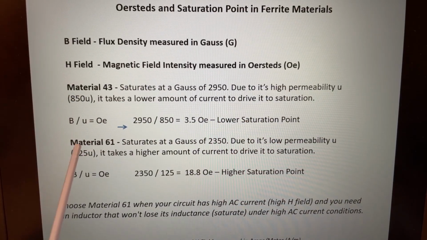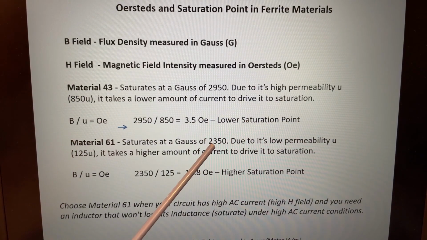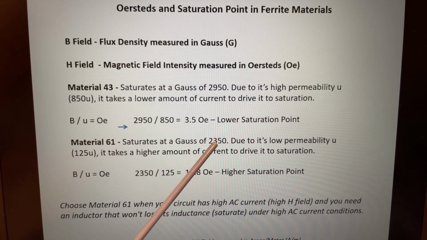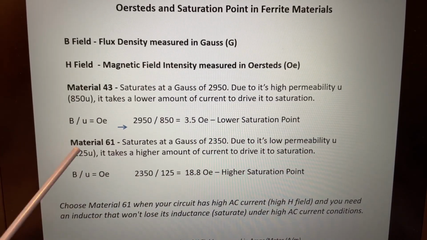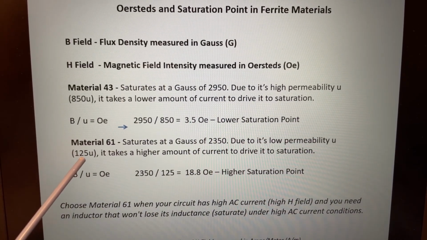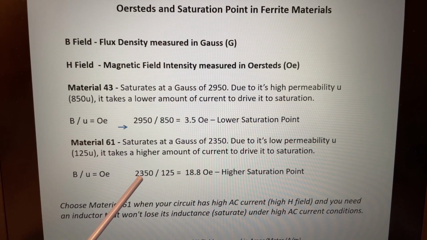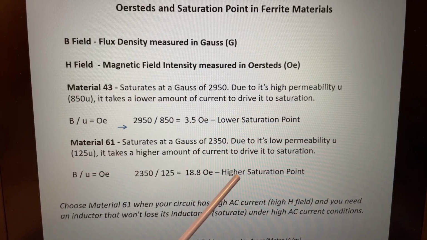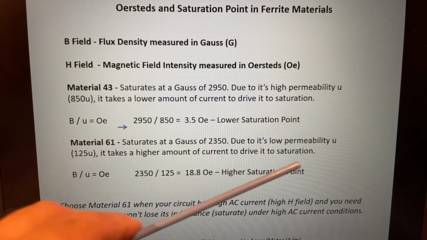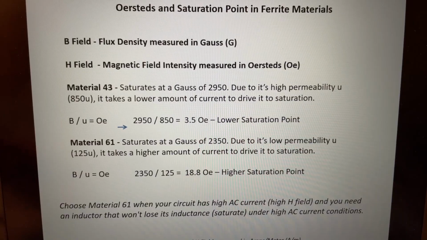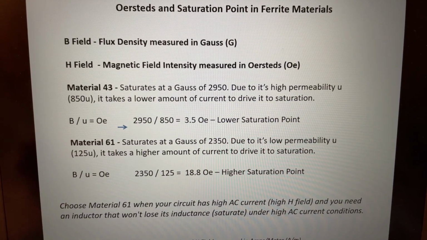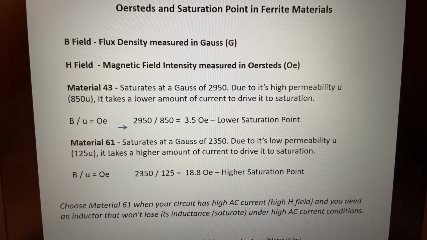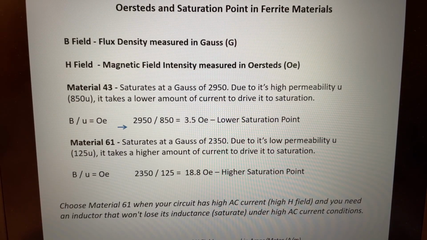Material 61 is considerably higher, even though the permeability is lower. Even though the Gauss rating is lower, the permeability is also much lower. So when you do the simple math, B divided by μ, permeability, you see you've got 18.8 Oersteds. So it has a much higher saturation point, and that's why we use material 61. We choose that so it can handle a high level of AC current and will not saturate.